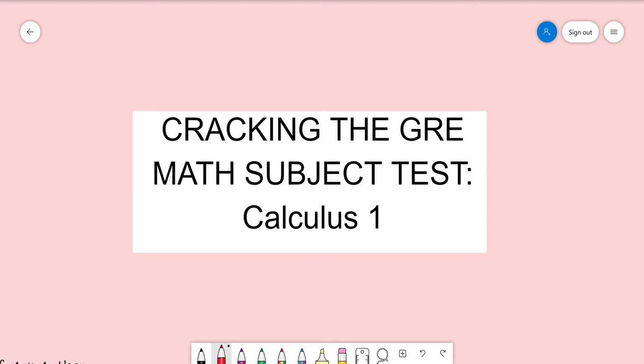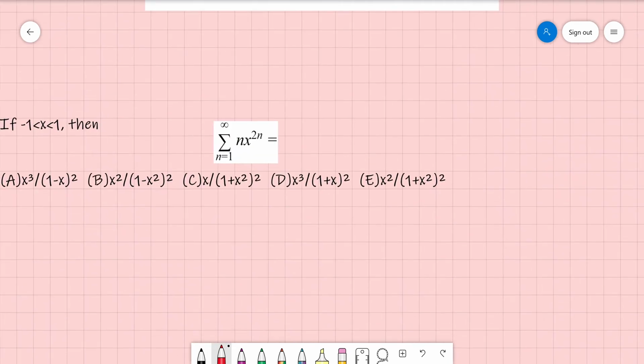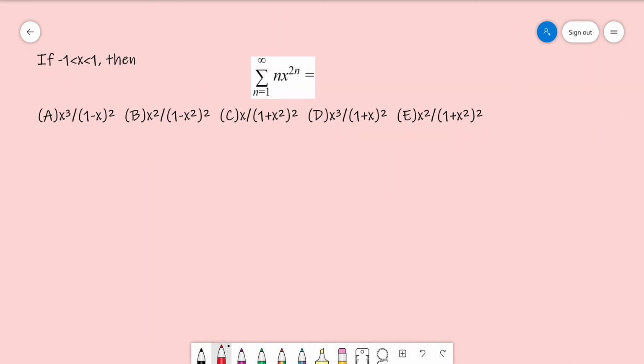This is Calculus 1. We're on question number 45. So here we're asked to evaluate this series, n x to the 2n, from n equals 1 to infinity. And the trick here is to use the series x to the n from n equals 0 to infinity equals 1 over 1 minus x, and to manipulate this expression until you get the one that they're asking you.